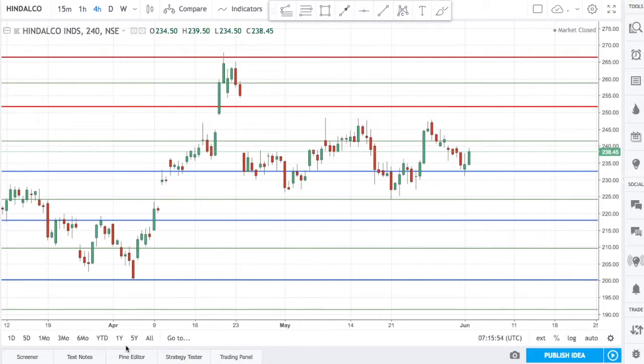Today, we have picked a confirmed long opportunity on Hindalco and a possible short on Canfin Homes. Let's begin with Hindalco.